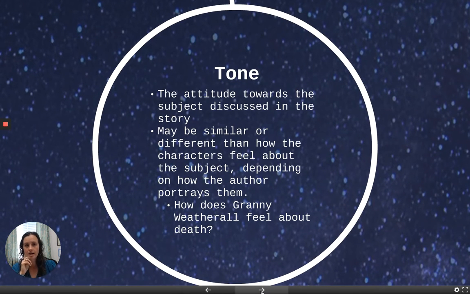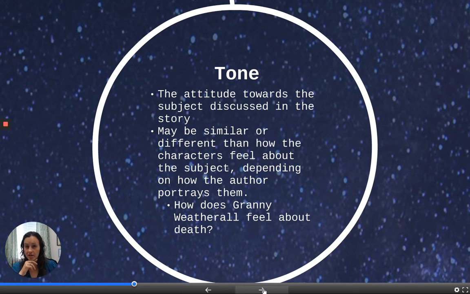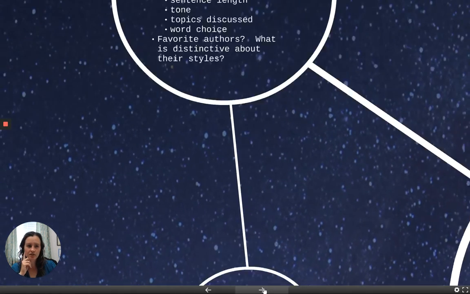Okay, so tone is the attitude the author is taking about the subject. It may be different than the way the characters feel. So sometimes the characters can feel excited about something, but you get the sense overall that this is actually a bad thing for them. Okay, so we see that sometimes how the character feels about the topic and how the writer feels about the topic aren't always the same thing. Okay, and that some of that depends on how we portray the character. So in this week's reading, consider how Granny Weatherall feels about death. Her tone and the author's tone kind of feel a little different.